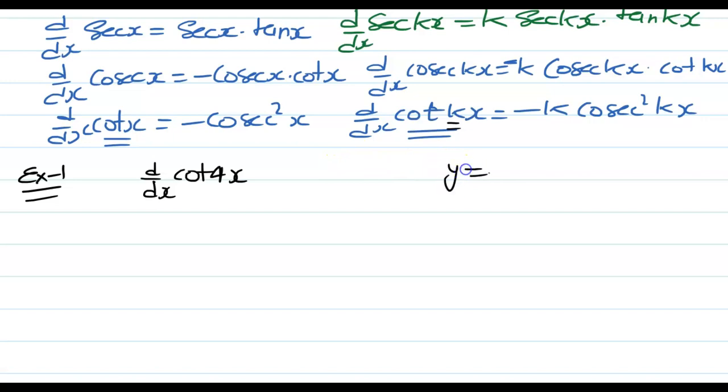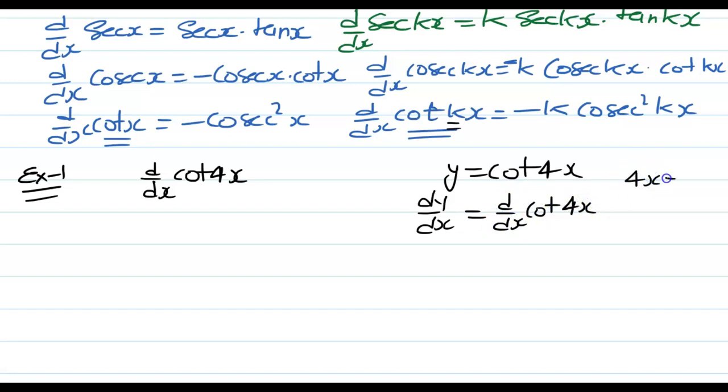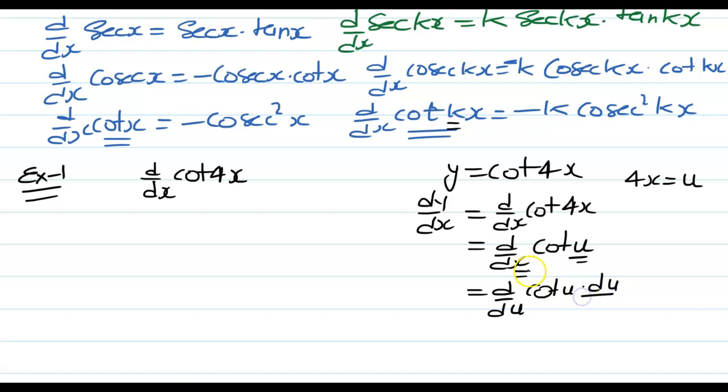If y is cot 4x and we need to differentiate with respect to x, we can suppose 4x as u, then it will be cot u. Now it is u and it is x, so we can use the chain rule. It will be d over du of cot u, multiplied by du over dx. Since d by dx of cot x is minus cosec square x, d over du of cot u is minus cosec square u.